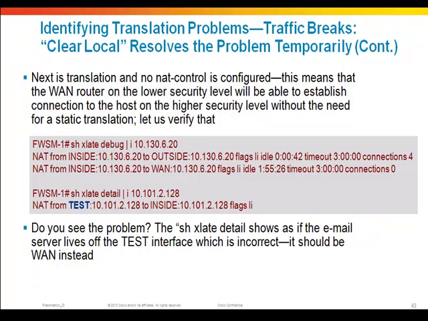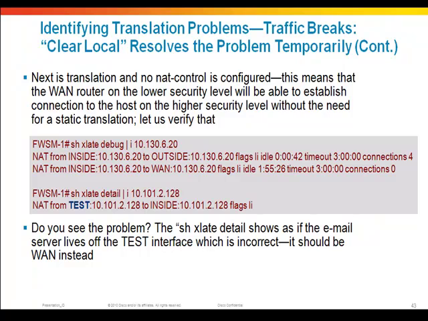So from the inside, the 10.130.6.20, which is the host, tries to talk to the outside interface looking like itself. It also talks to the WAN interface looking like itself. Now, look at the next output, show xlate detail for the email server.